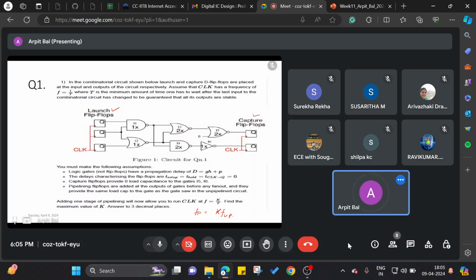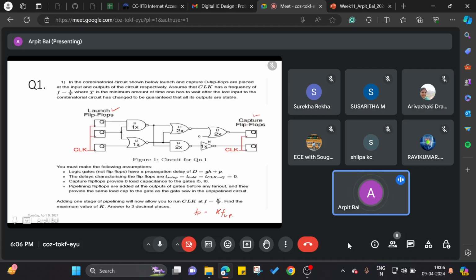But how to determine the critical path? To determine the critical path, first we need to determine the propagation delay of the paths that are available to us. Only after that we can determine what is the critical path, and from the propagation delay we can find out what is the clock frequency at which the circuit can operate. Okay, so let us start.